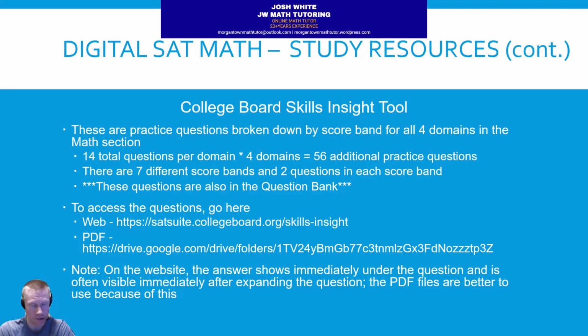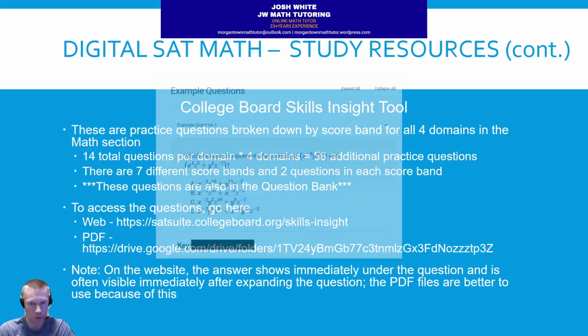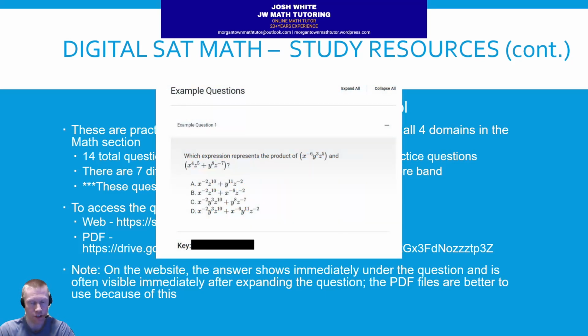So you can either access these via the Google Drive link that's listed there. It's a PDF file. It's put together by another tutor, not by myself. Or you can just access them on the web as well on the College Board's website. Now, I recommend using the PDF and not the website, because if you open a question on the website, the answer shows immediately under it. Okay, so immediately after you expand one of the questions, you'll see the answer and the explanation immediately under it. It's stupid, to be honest, but that's why I prefer, if you want to do these, using the PDF files.